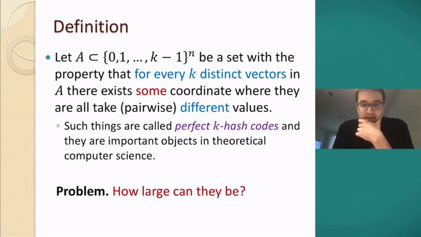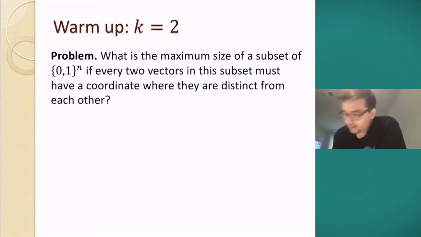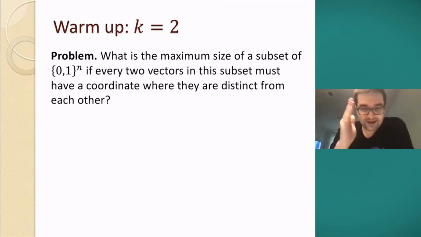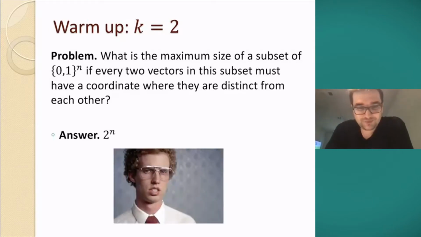We will look at the problem of how large they can be, which is a more traditional combinatorial problem. So to get that started while we're parsing the definition, let's take the baby case, the first case where this problem makes sense, k equals 2, in which case the question is, what's the maximum size of a subset of the hypercube such that every two vectors have a coordinate where they're distinct from each other. So it takes a second to see that this is not really a meaningful question. All I'm asking from this set is for every two vectors to be distinct in it. So you might as well take the full hypercube.